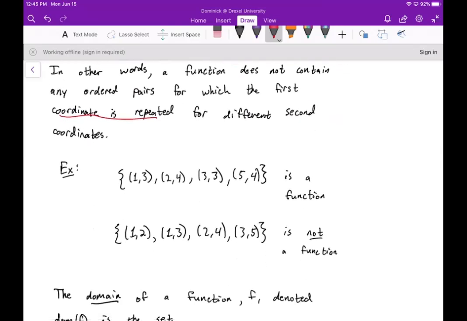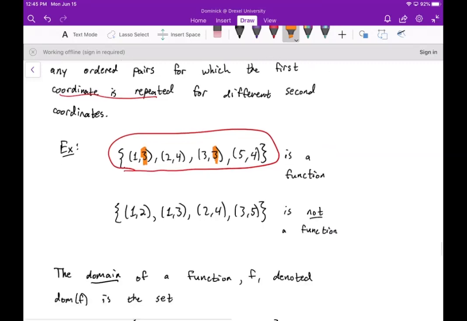Now, just as a quick example, this set represents a function because you have 1, 2, 3, and 5 as your first coordinates, and none of them repeat, so you're good. You could even see that your second coordinates repeat. You have a 3 here and a 3 here, but that doesn't matter. Now, we'll talk about special kind of functions in a little bit. This would not be what's called a one-to-one function, but this is a function nonetheless.